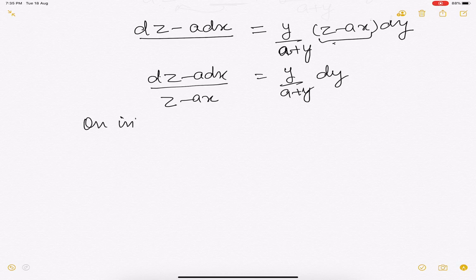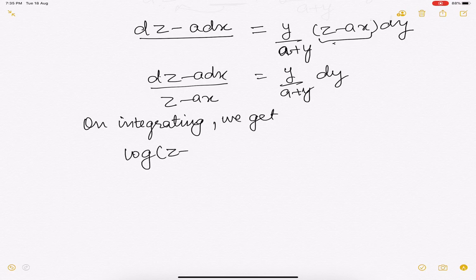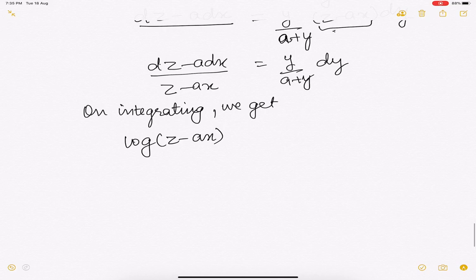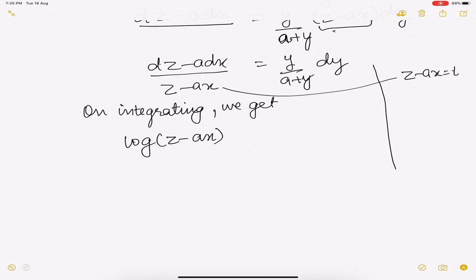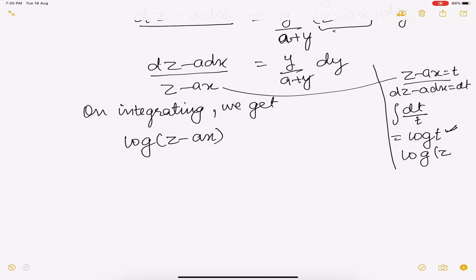So on integrating it, we get log of z minus ax. Why log of z minus ax? Because when we integrate this, we take z minus ax is equal to t. So dz minus a dx is equal to dt. So basically we'll get dt upon t, so that is log t. And what is t here? T is z minus ax. That is why we got log of z minus ax.